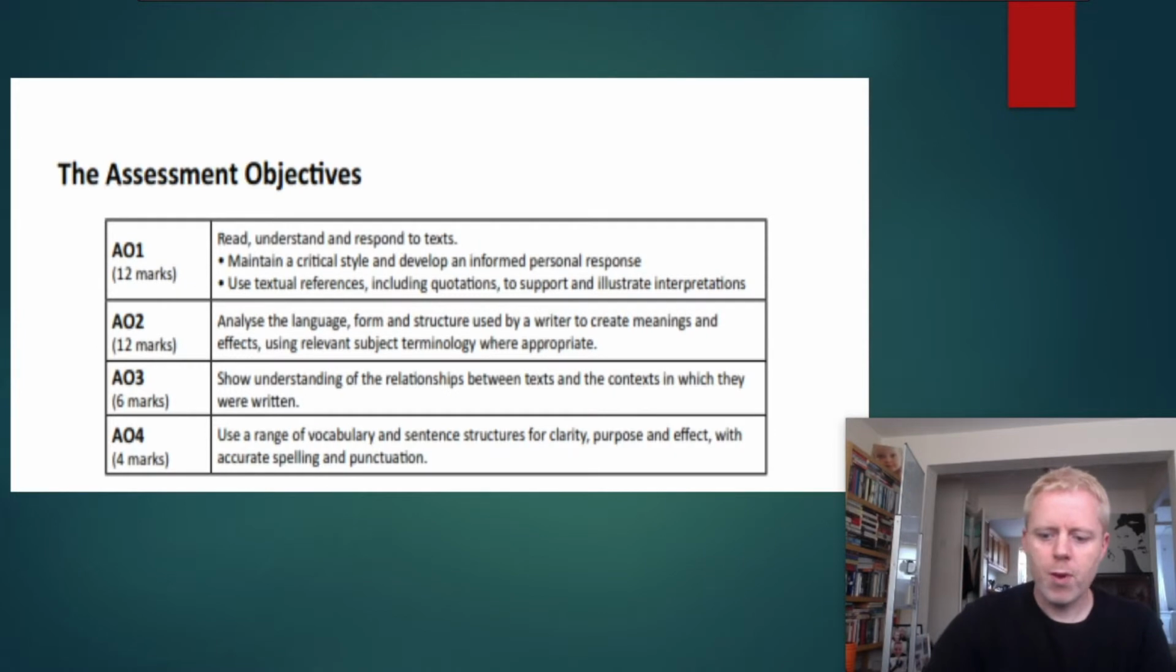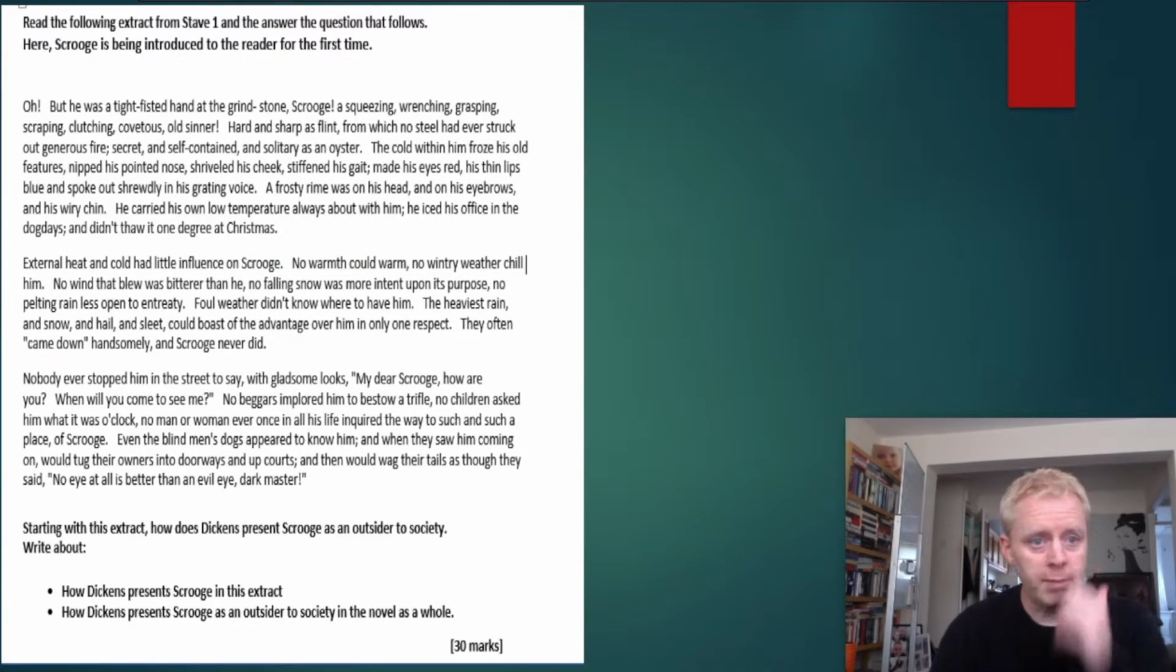Okay, right, so what does the question look like? This is a sample question. The layout: read the following extract from Stave 1, and then answer the question that follows. Here, Scrooge is being introduced to the reader for the first time. And then the question at the bottom, starting with this extract: how does Dickens present Scrooge as an outsider to society? So how do you approach it?